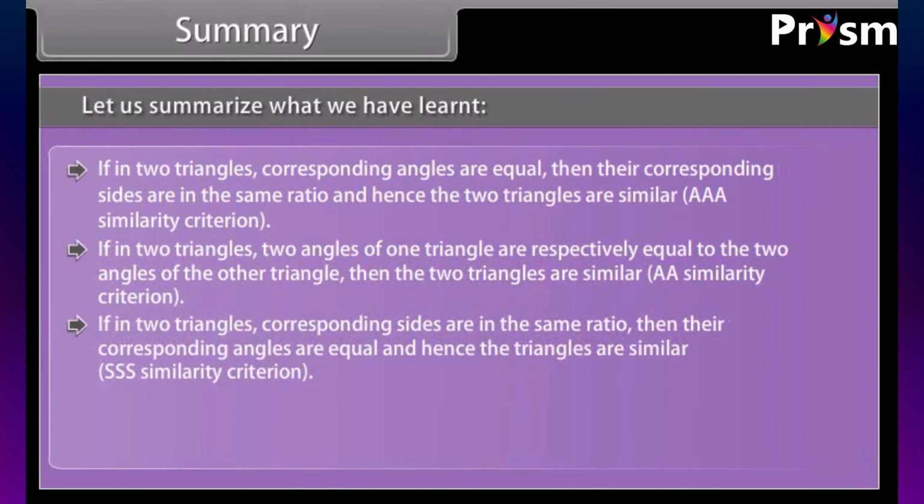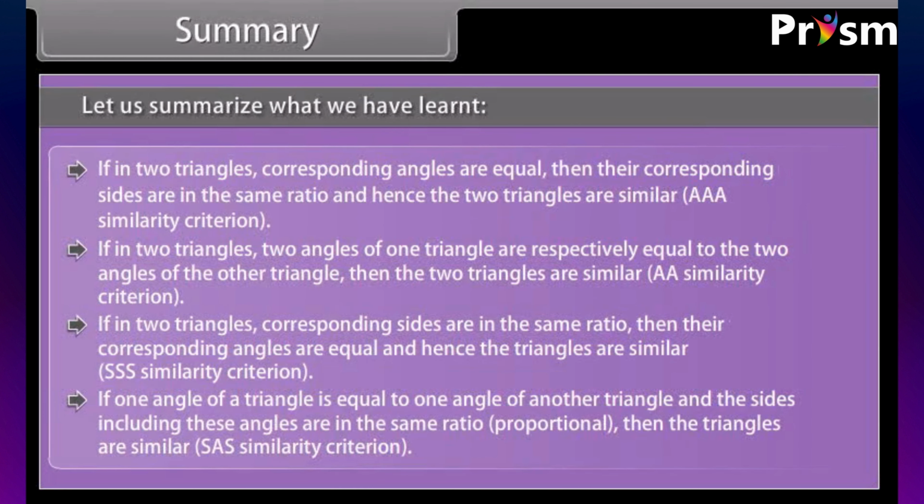If in two triangles, corresponding sides are in the same ratio, then their corresponding angles are equal, and hence the triangles are similar, SSS similarity criterion. If one angle of a triangle is equal to one angle of another triangle and the sides including these angles are in the same ratio, proportional, then the triangles are similar, SAS similarity criterion.